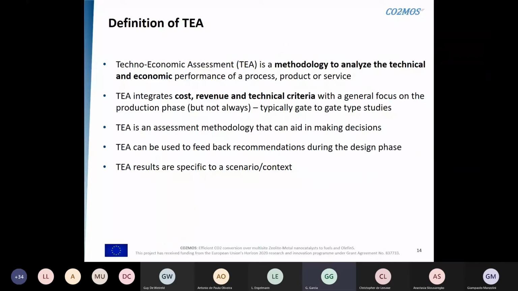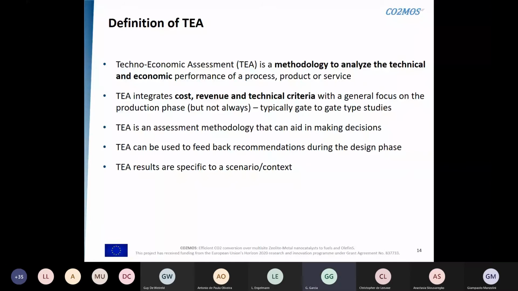So now let's talk about Techno-economic Assessment. TEA is a methodology to analyze the technical and economic performance of a process, product, or service. And you may have heard about life cycle costing, LCC, which is very similar to LCA, but looking at economic costs. TEA considers cost, but also revenue and technical criteria. So it's not the same as LCC. And as with LCA, TEA is an assessment methodology. Once you have completed your TEA study, you will have to use the output data to make a decision.